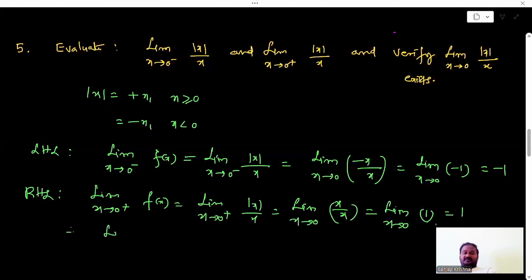Now you observe limit x tends to 0 minus f of x is not equal to limit x tends to 0 plus f of x. What does that mean? The limit does not exist. Okay. So this way we can answer the problems.